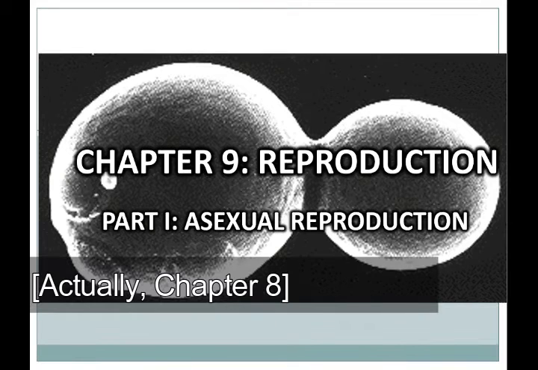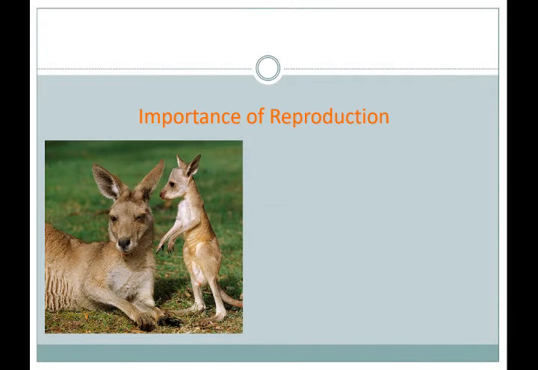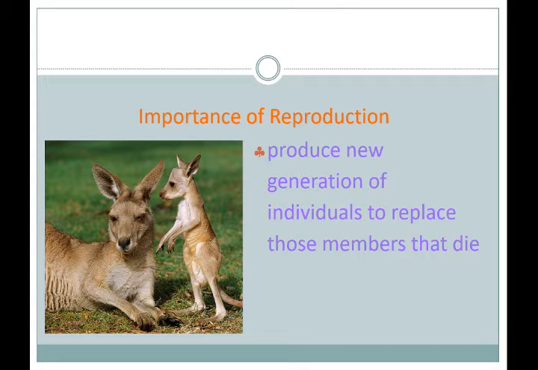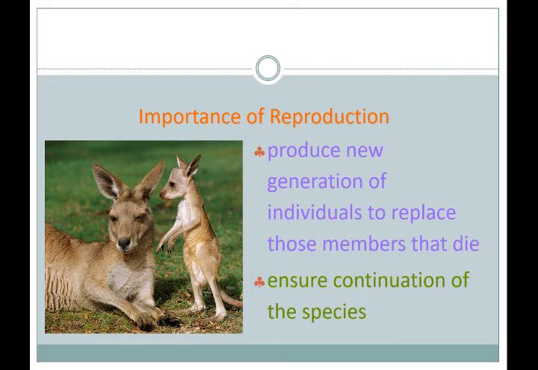Chapter 9, Part 1, Asexual Reproduction. What is the importance of reproduction? It is to produce a new generation of individuals to replace those members that die, to ensure the continuation of the species.